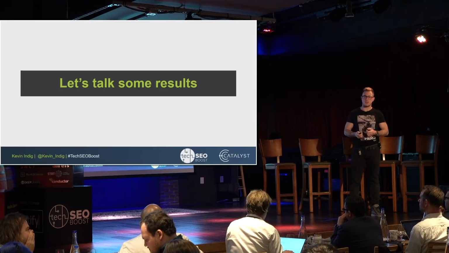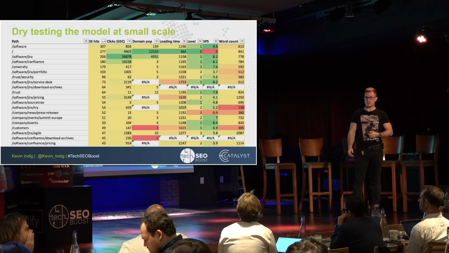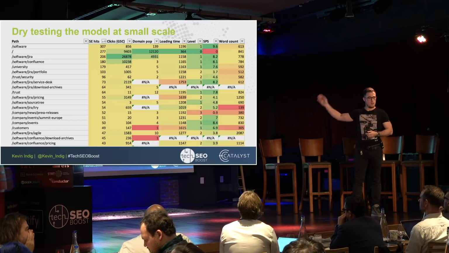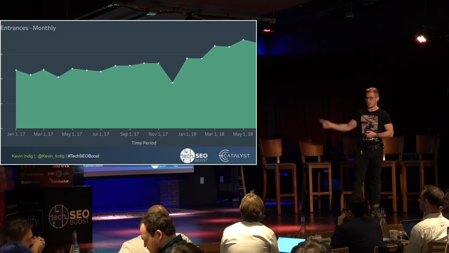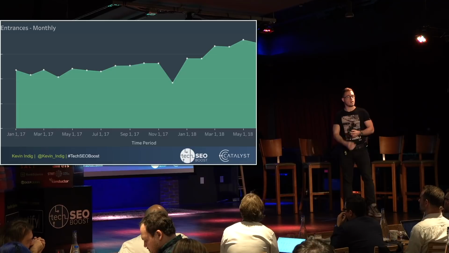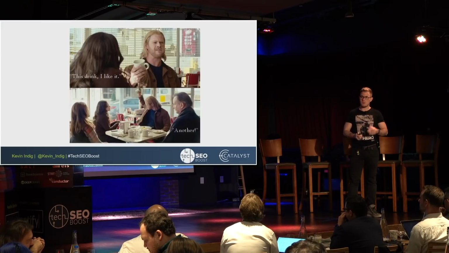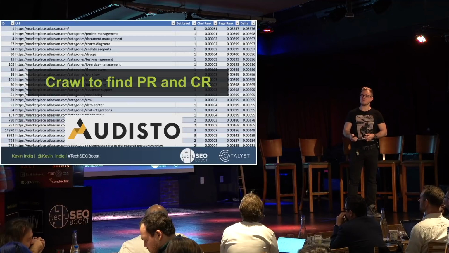So let's talk some results. I first applied this to a smaller site at Atlassian, did it manually with Excel, pulled a couple of stats, and saw some pretty good results. You see after the initial dip, this is Christmas, organic traffic is kind of shooting through the roof. So then I got hungry and I thought, okay, let's do some more with that.